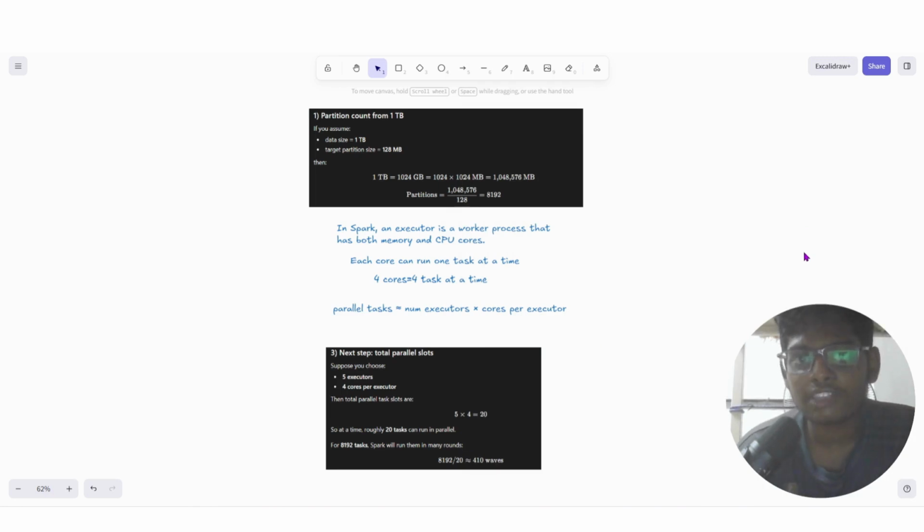Hi, I'm Santosh. Today I'm going to explain memory management in Spark. Before diving into memory management, let's see how Spark processes data.